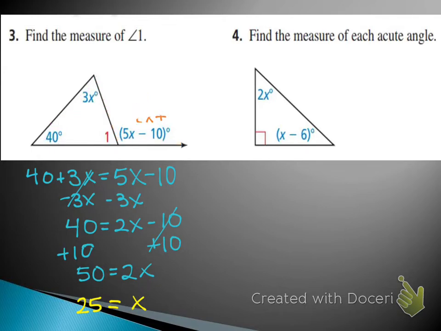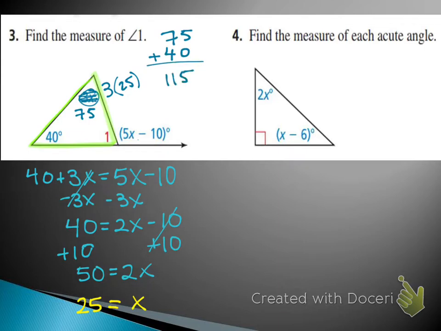There's no wrong answer. We could plug it into 3x. So we're going to plug it in here. 3 times 25 is 75. So we know one of our angles is 75, another is 40. We want to find the last angle inside of this triangle. So we're going to add 75 and 40, which makes 115. And then we're going to subtract them from 180. 180 minus 115 is 65.